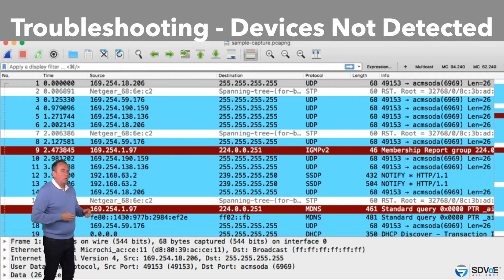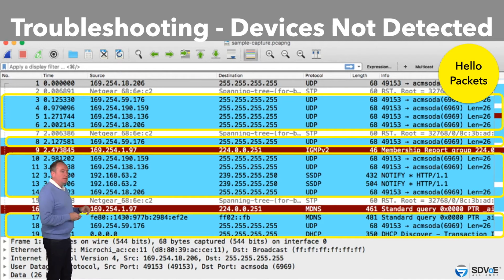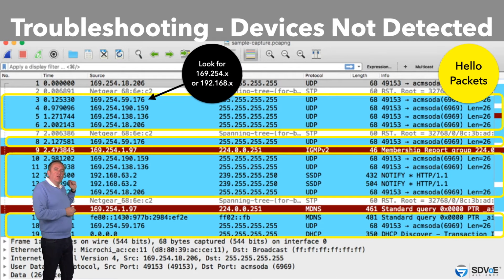Earlier in the course, we looked at the UDP packets which are being broadcast over the network by the endpoints. We know that they're broadcasted because of the destination IP addresses used. Every host on the network will receive these packets, and we often refer to these discovery packets as hello packets. These discovery packets can either be shown from the 169.254 IP scheme we see here, or they could come from the 192.168 IP scheme if there's a DHCP server on the network, for example.